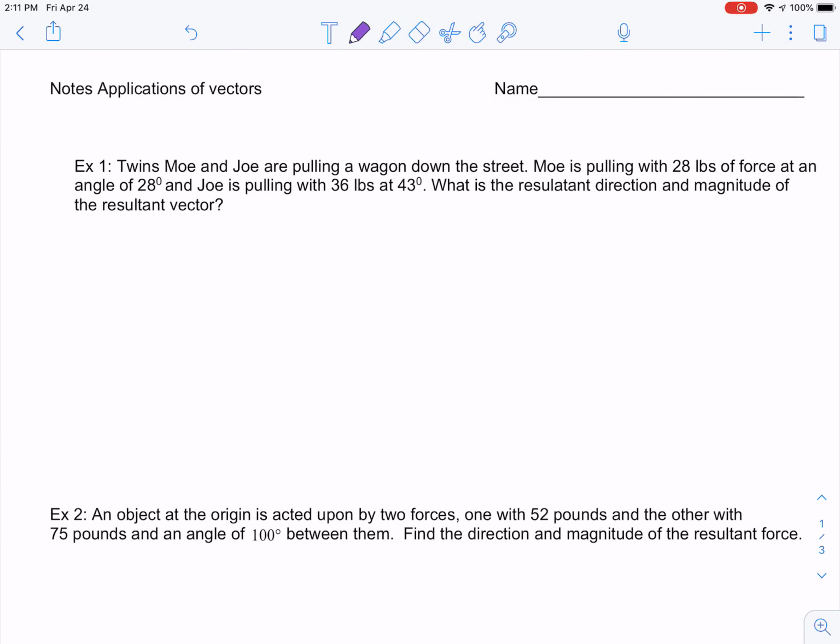Hello, precalculus students. Back for a little bit more with vectors. We're going to do applications of vectors. It's not too much. It's not too hard. Now, in this first one, I'm going to go into more detail so you really understand what's going on.